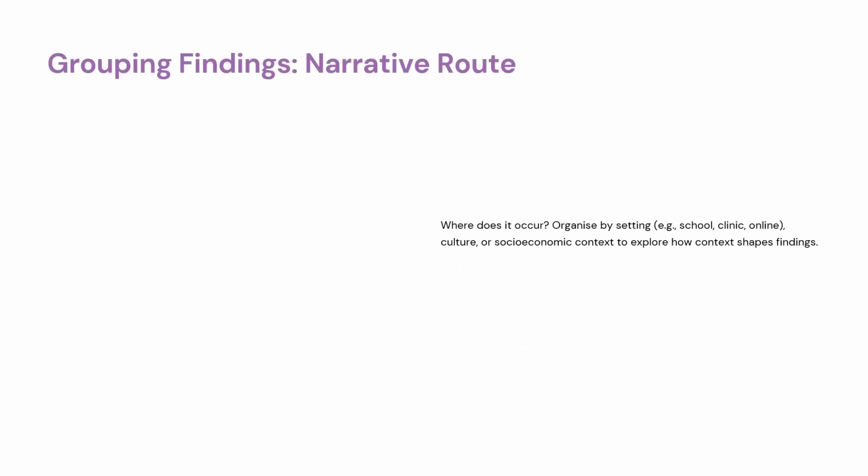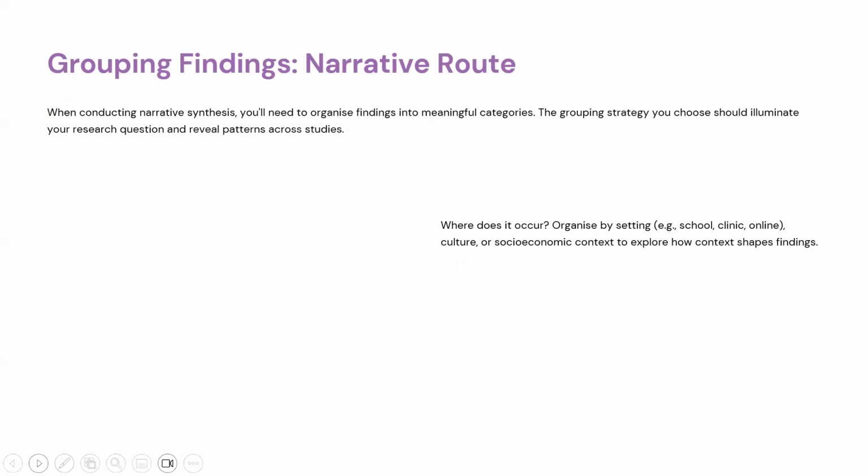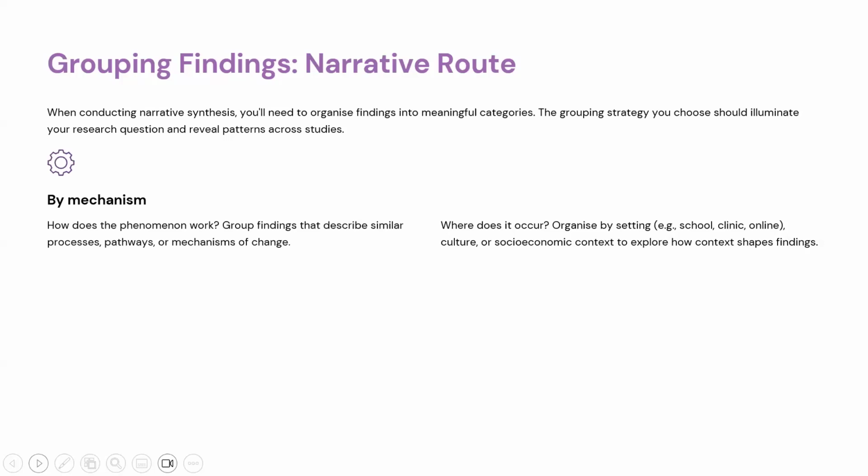Once you have found findings, they can obviously be grouped, and that is where you may decide to take a more narrative route. So for example, when conducting narrative syntheses, you need to organize findings into meaningful categories, and the grouping strategy that you choose should illuminate your research question and reveal patterns across studies. By mechanism, so for example, how does the phenomenon work? You can group the findings that describe similar processes, pathways, or mechanisms of change. So you're looking more at the nuts and bolts of why a particular intervention worked or did not work.